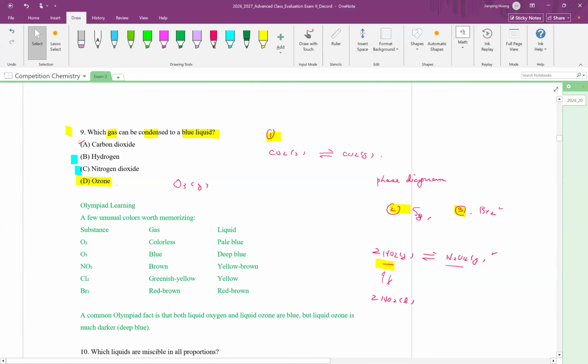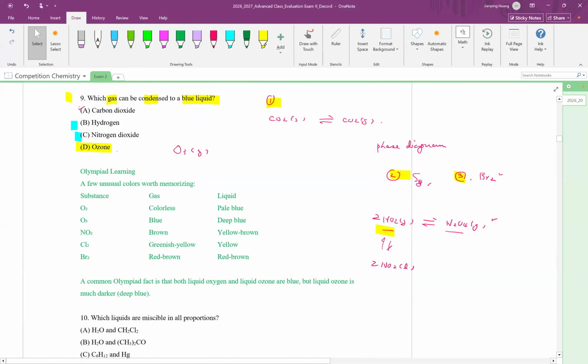Okay, in this case, I give you some help. This one is a colorless gas, but the liquid is light blue. This one is deep blue. This one is brownish, yellow brown. This one is greenish yellow. This one is red brown and red brown. So those you need to remember, class. It's not fun. I'm not the person to memorize like this, but actually sometimes you have to. Okay, now go to the next one.